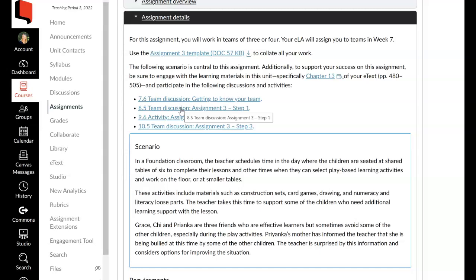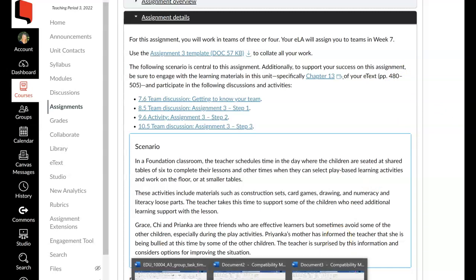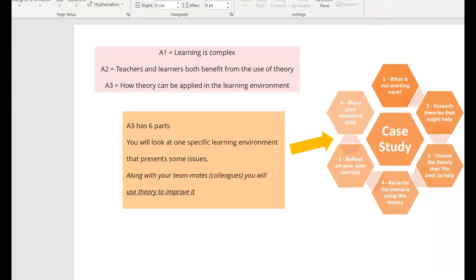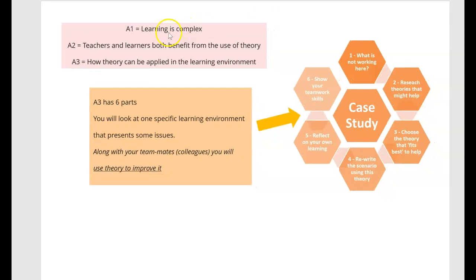I've got a little bit of a visual that I'm hoping will help people out. Let's just move this a little bit. Okay, so in A1 we learnt that learning is complex, and in A2 we learnt that teachers and learners both benefit from theory. Now we're going to take everything you know about learning being complex and how theory can assist learners and teachers, and you're going to show us. This is your chance to demonstrate your understanding and how it fits into a real world scenario. It has 6 parts.